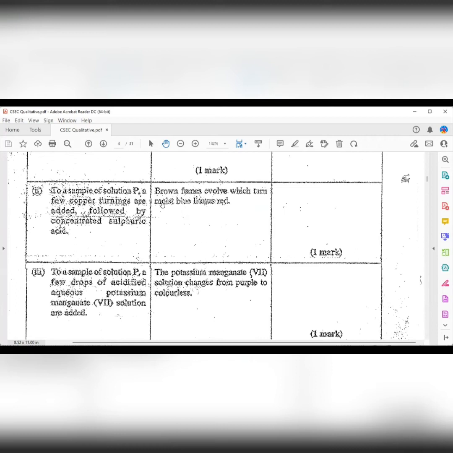Okay, now notice the observation. Brown fumes evolve, which turn moist blue litmus red. So what would cause that? No, I'm going to say this categorically. Once you see brown fumes, it's only one thing, NO2. That's the only thing, not bromine as some people think. It's not going to happen at this level. All right, so it's nitrogen dioxide, which is a brown gas.